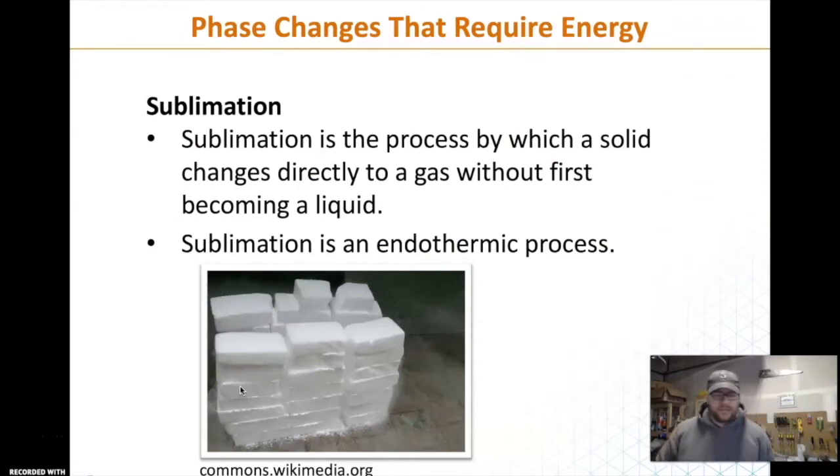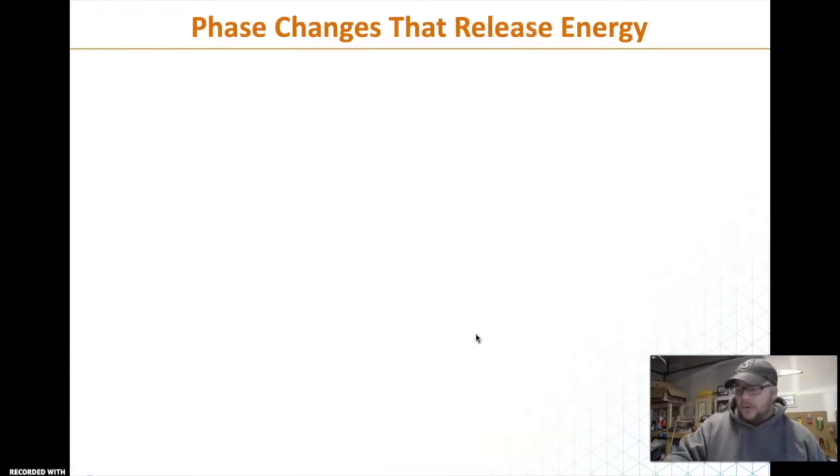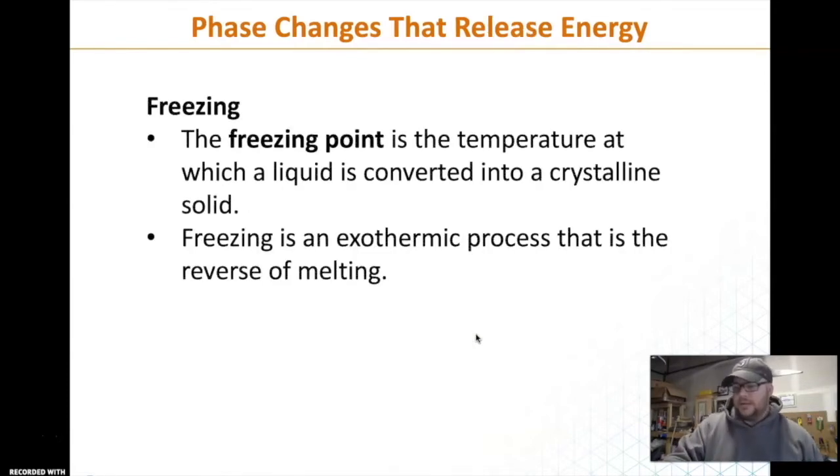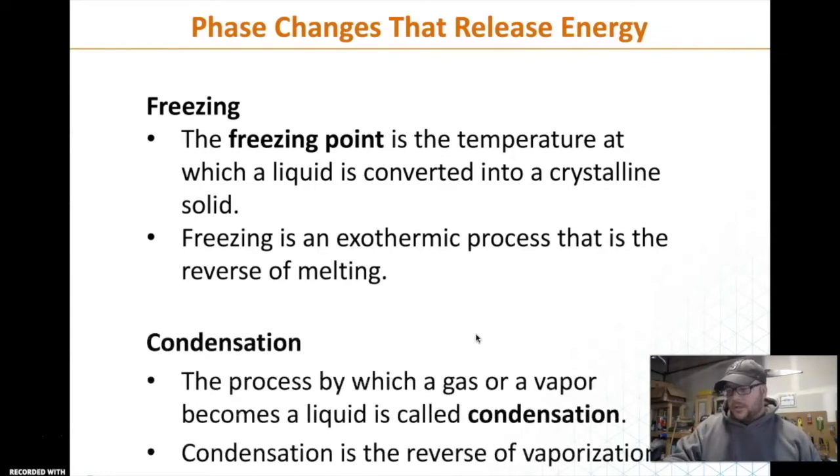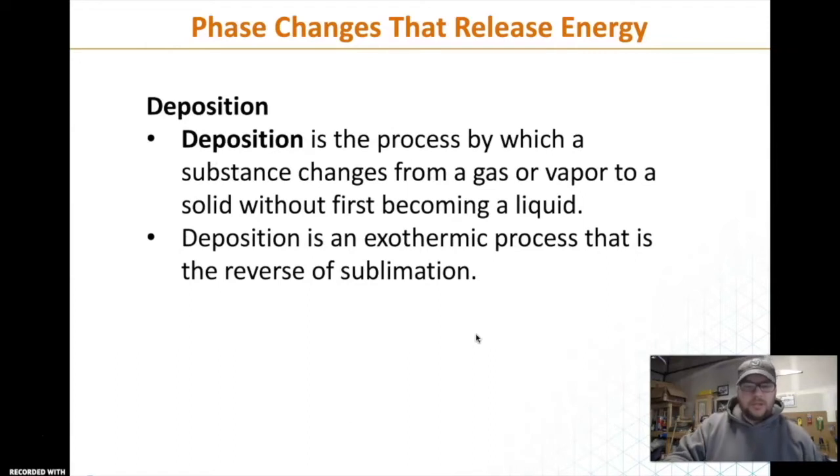Okay, sublimation. Like I said, sublimation is what carbon dioxide does. So here's dry ice, here's solid carbon dioxide, and it's just going to go straight to a gas and bypass the liquid state. Freezing. So freezing point, again, pause the video, write this down. And condensation. Okay, deposition. Remember, deposition's where we're going from a gas, and it is going straight to a solid.